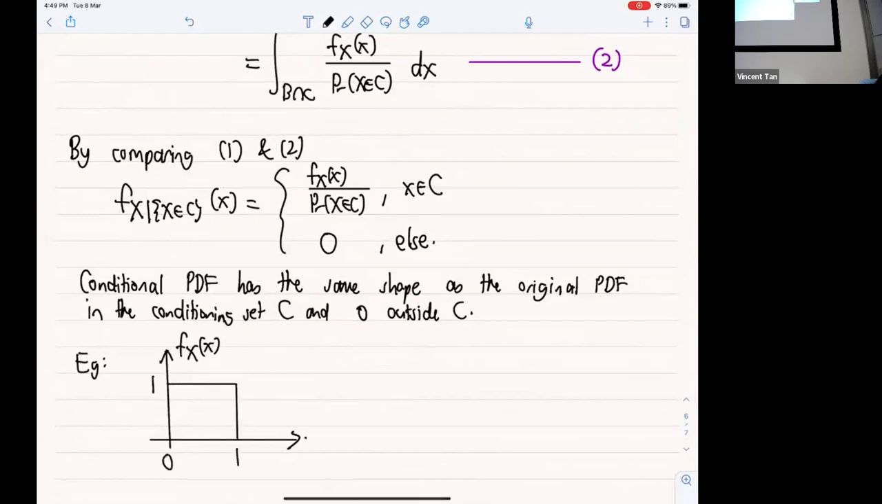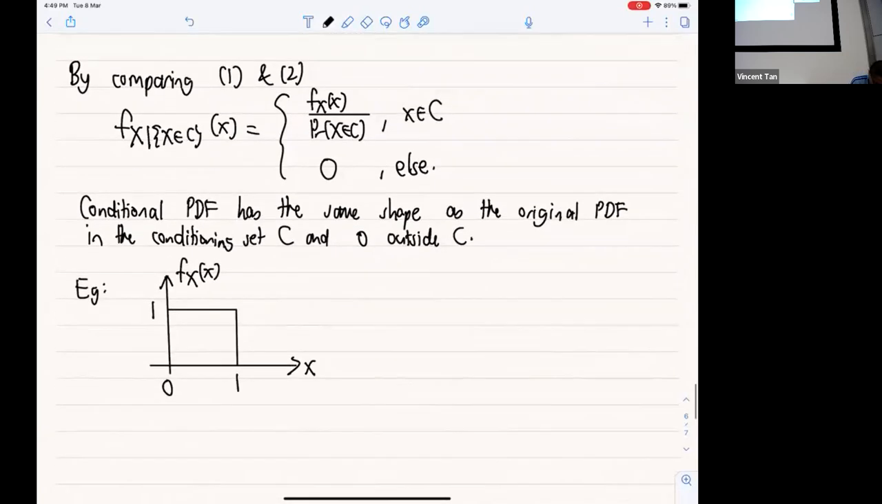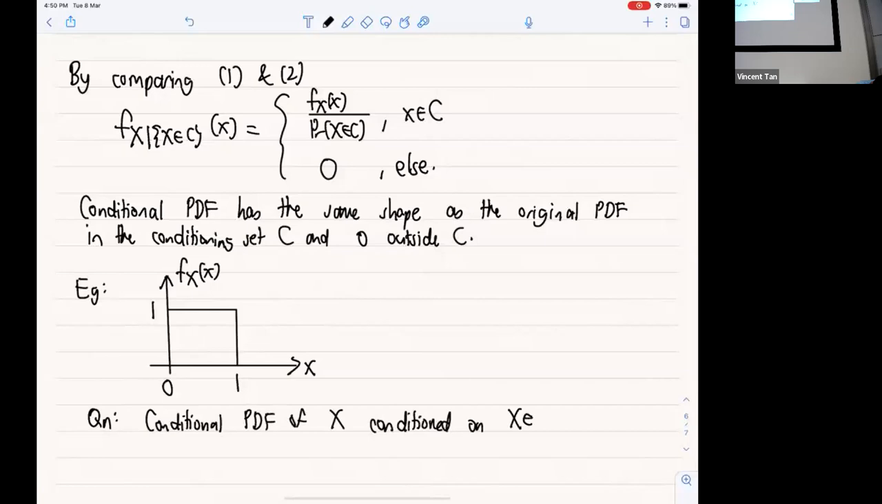And this must be 1, of course. So that's our random variable. And now, my question to you, this is not in the book, is the following. Find the conditional PDF of X conditioned on X belonging to, let's say, the event that X is between 0 and half.